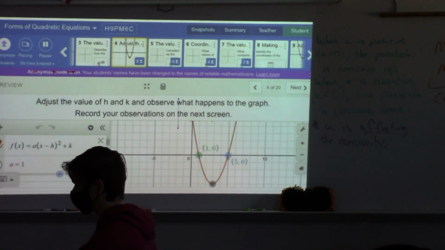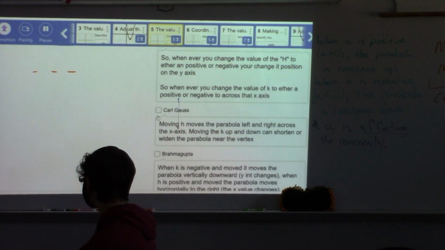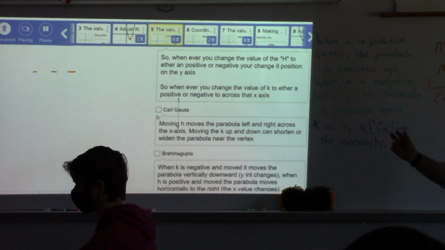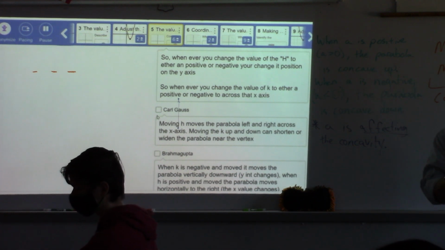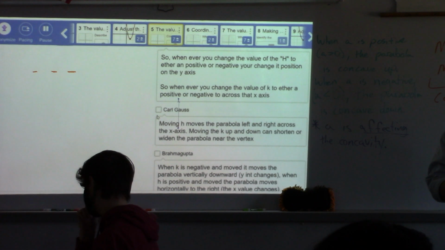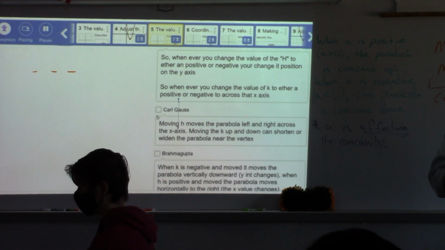First things first, when we look at our responses here, the value of h is positive or negative. Whenever you change the value of h to either a positive or negative, you change its position on the graph. How else could we reword that? On the graph, so it is something to the y-axis, so to the left or to the right. Notice it's not changing just on the y-axis.